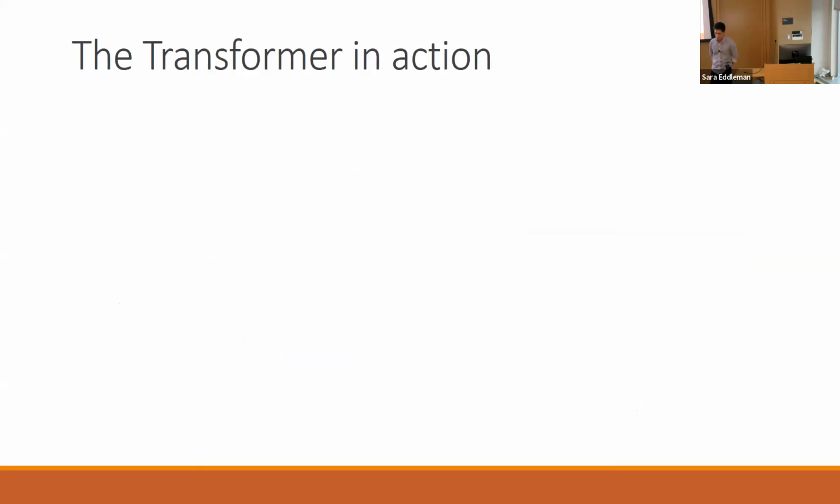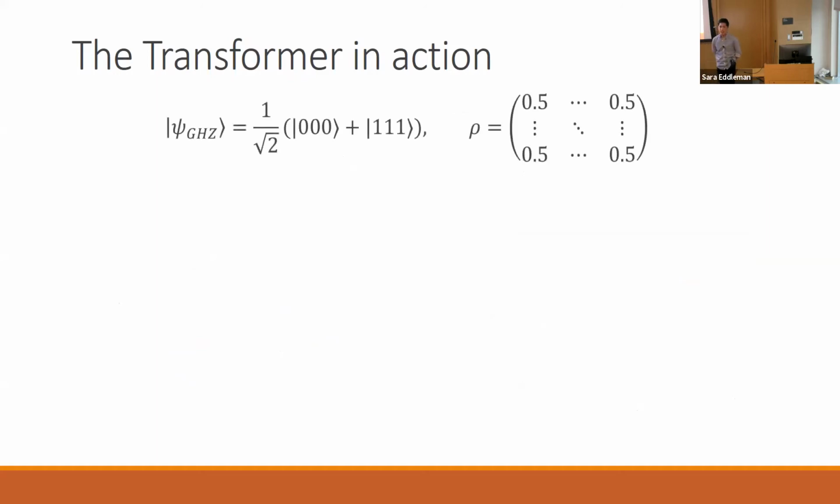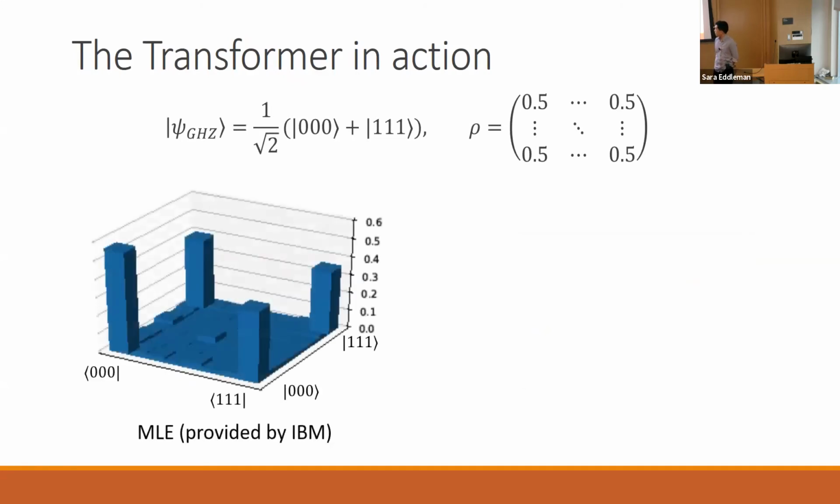So now that we've established how the transformer compares to other generative models, we can proceed to territory where no generative model has gone before, which is to reconstruct the actual density matrix of a real quantum computer using the IBM computer. For a GHZ state, we expect a density matrix that looks like this, where there's 0.5 in all corners and 0 everywhere else. This is the density matrix visualized using the maximum likelihood estimation method provided by IBM. And here we would expect to see 0.5 on all four corners for an ideal GHZ state.